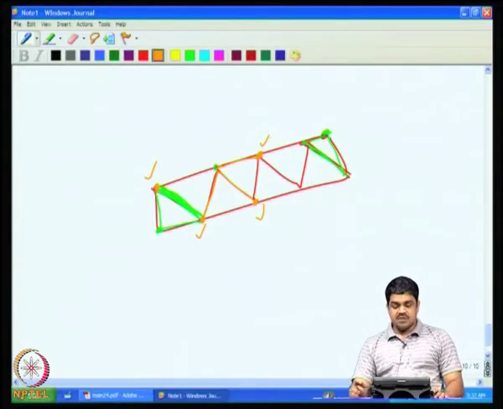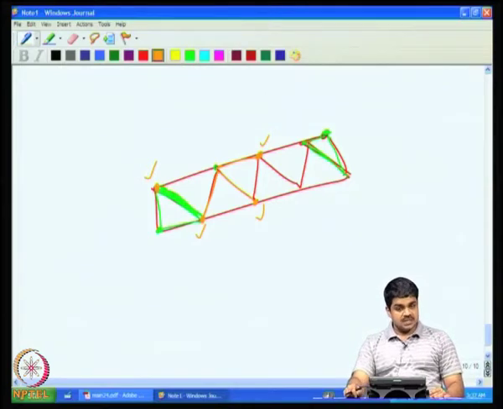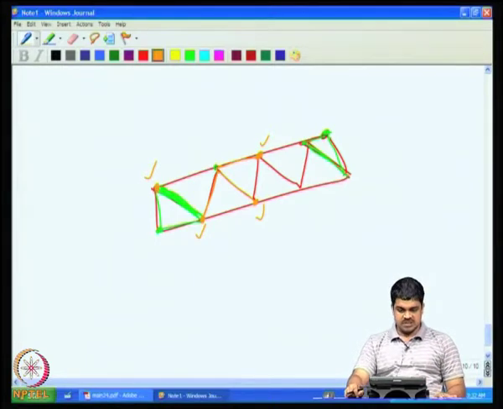So, some graphs have simplicial vertices, some graphs do not have simplicial vertices. In a given graph, all vertices need not be simplicial vertices, some vertices can be. So, if all vertices are simplicial vertices, what does it mean?